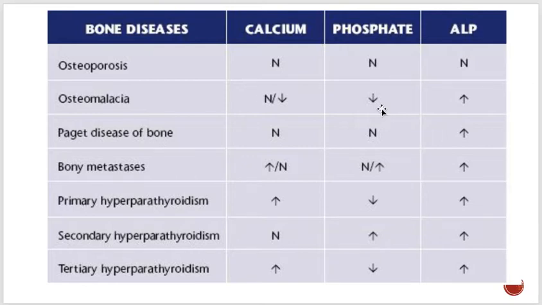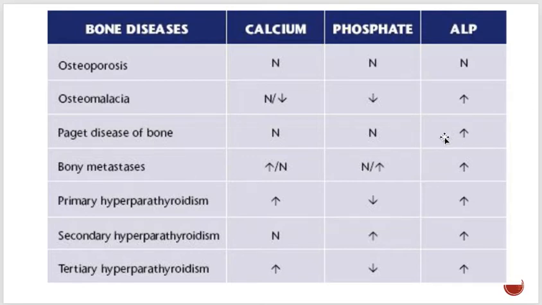Okay, Paget's disease of bone, which is also called osteitis deformans. In this one, what is going on? There is increased bone turnover. Now, remember, guys, whenever the bone turnover is increased, of course, in this one, the calcium and the phosphate will be normal. But because of the remodeling of the bone, the alkaline phosphatase will be high. Okay, so this is the point.